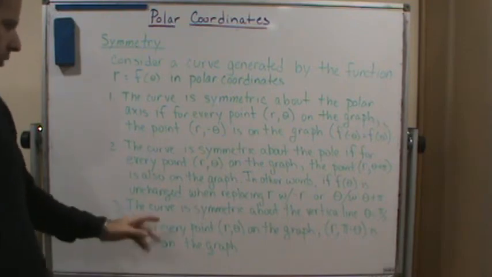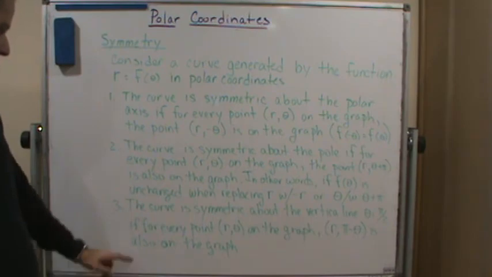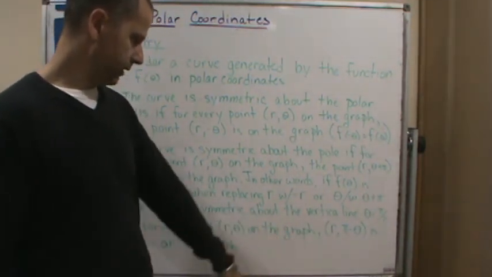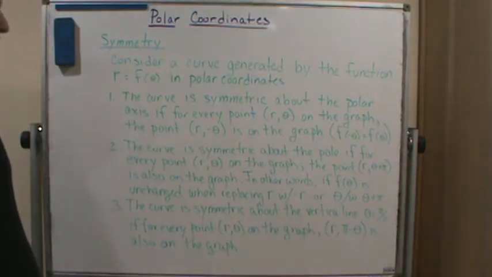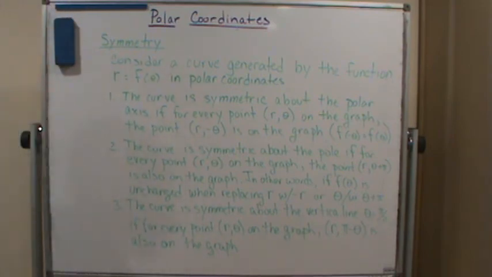So the curve is symmetric about the vertical line, theta equals pi over 2, if for every point r comma theta on the graph, the point r comma, or excuse me, pi minus theta is also on the graph. So that's again symmetric with respect to the line theta equals pi over 2.